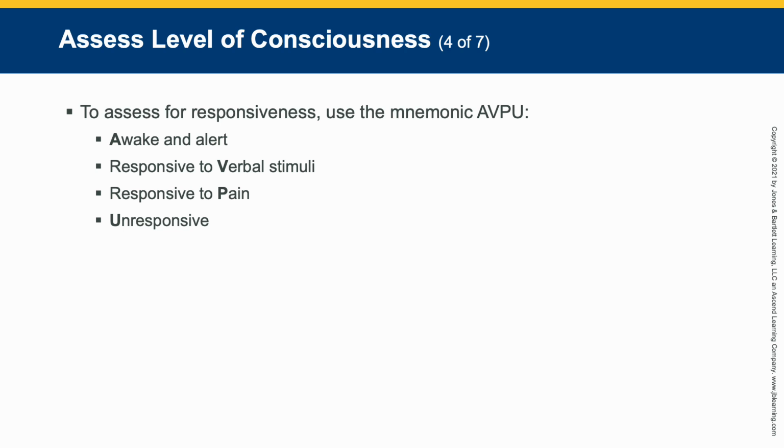Lastly, we have unresponsive, which means the patient shows no reaction to verbal or painful stimuli. Patients who are unresponsive typically lack a gag reflex or a cough reflex and are unable to protect their own airway. Always document what stimulus you used and how the patient responded, because this forms a baseline for when you do your reassessment.